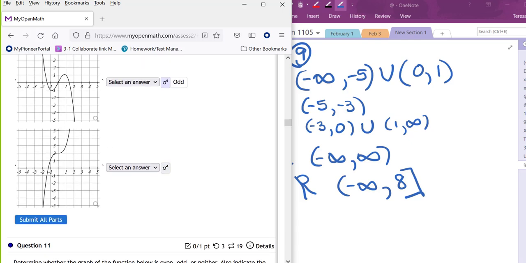This one is also a cubic, but it's not going to be either because it's not at the origin. So if you rotate it, it's going to be lopsided, right? Because it is the cube that will give you the odd, but this one's going to be neither, just because it's moved up some. And there we go.